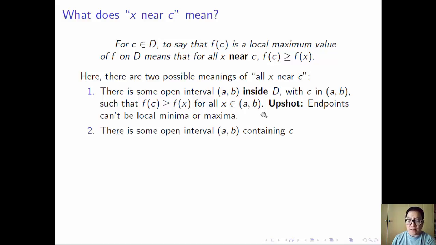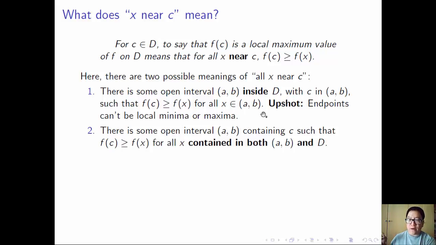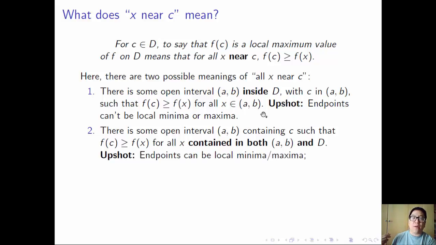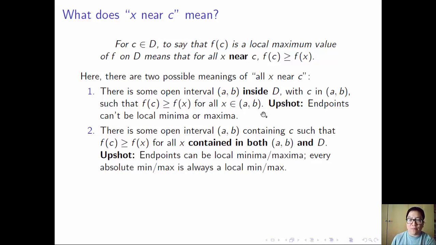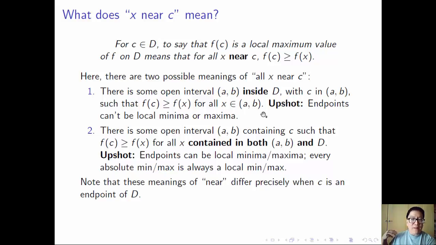So here's the second meaning. This is less common for a calculus class. There is some open interval (a, b) containing c such that f of c is greater than or equal to f of x for all x that are contained both in (a, b) and the domain D. So the upshot of that version of the definition is that endpoints can be local minima or maxima, and that every absolute minimum or maximum is always a local minimum or maximum. So note that these meanings of near differ precisely when c is an endpoint of D.